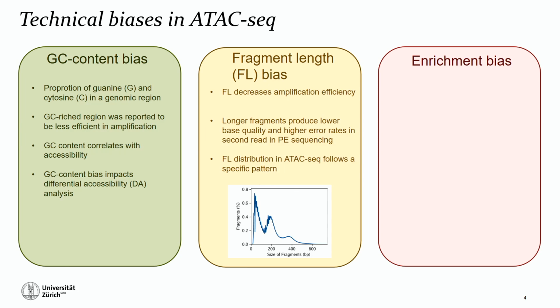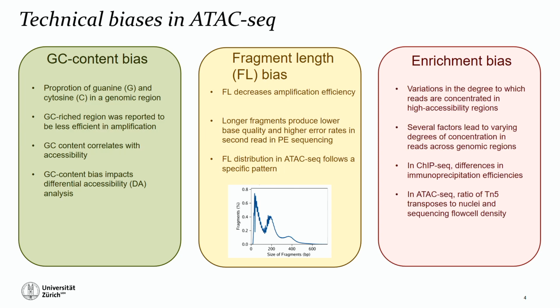And lastly, we have the enrichment bias, which refers to variations in the degree to which the reads are concentrated in the high accessibility regions. In ChIP-seq, this could be caused by differences in immunoprecipitation efficiencies. In ATAC-seq, this could be caused by several reasons, for example the ratio of Tn5 transposase to nuclei, and also the sequencing flow cell density. Altogether, these technical biases will complicate the downstream analysis. That's why we need the bias correction.